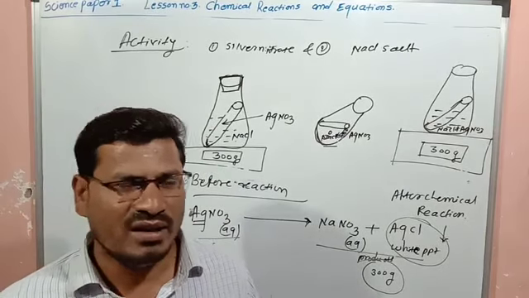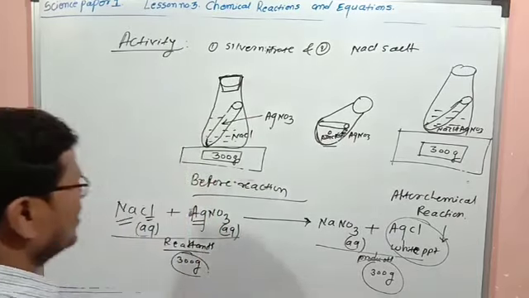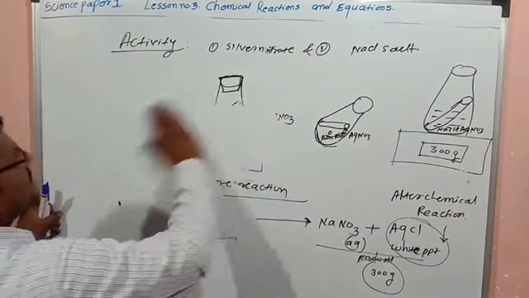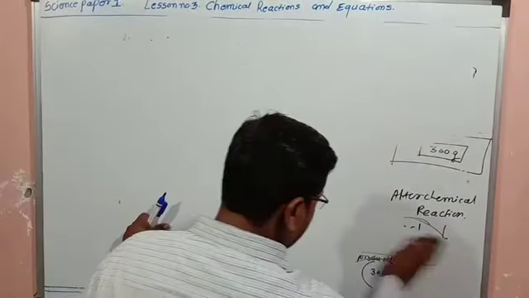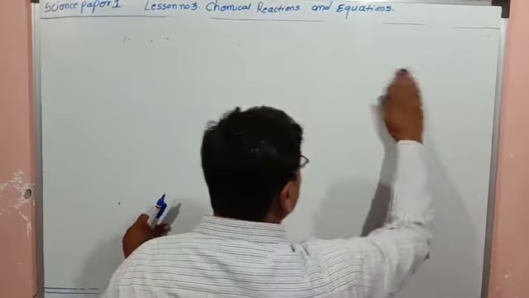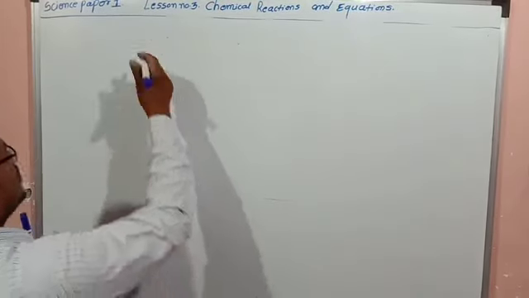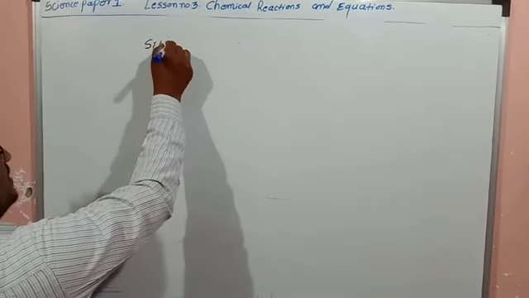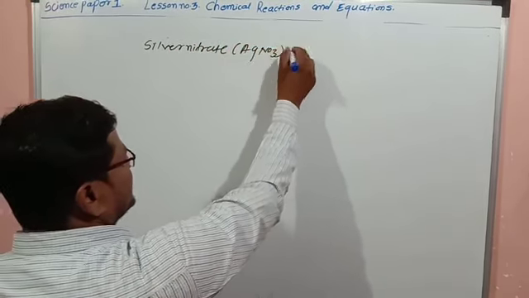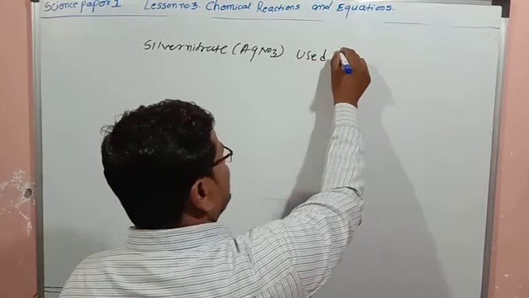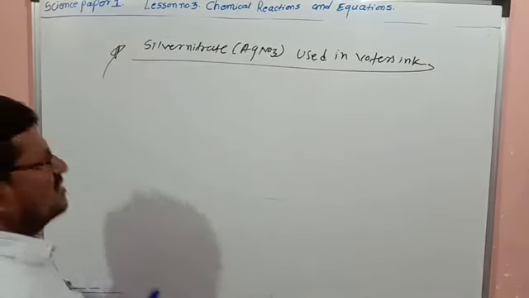What is the question? Why is silver nitrate used in the voter ink? That explanation we are going to learn. Silver nitrate, AgNO3, is used in voter ink. So the reason we are going to study.